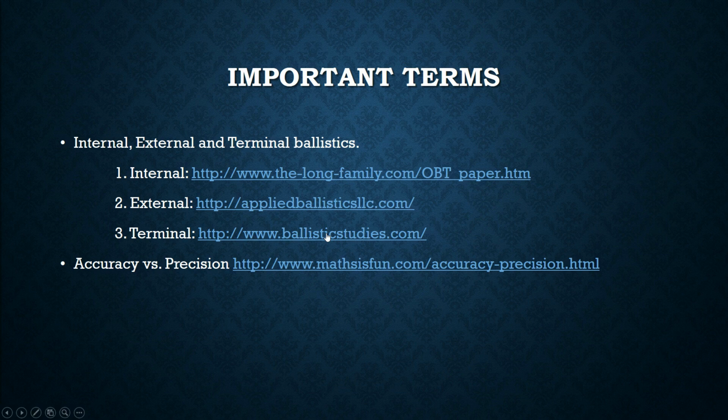External ballistics is what happens to the bullet while it's in flight, moving through the atmosphere. And terminal ballistics is what happens to the bullet in the target once the bullet reaches its destination. The second important terminology we're going to discuss is accuracy versus precision.